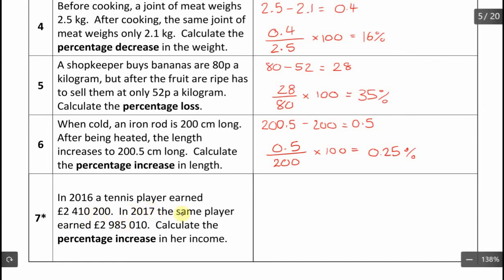And the final question. In 2016, a tennis player earned £2,410,200. In 2017, the same player earned £2,985,010. Calculate the percentage increase of her income. Okay, so it's not too much more difficult, this question. The only thing that makes it a bit more difficult is that the numbers are harder, longer to subtract. Let's use a calculator.